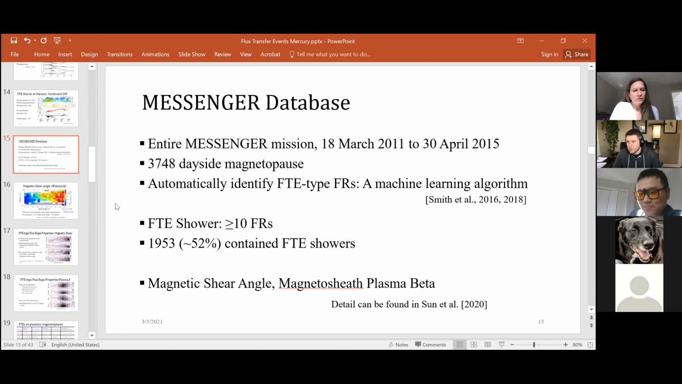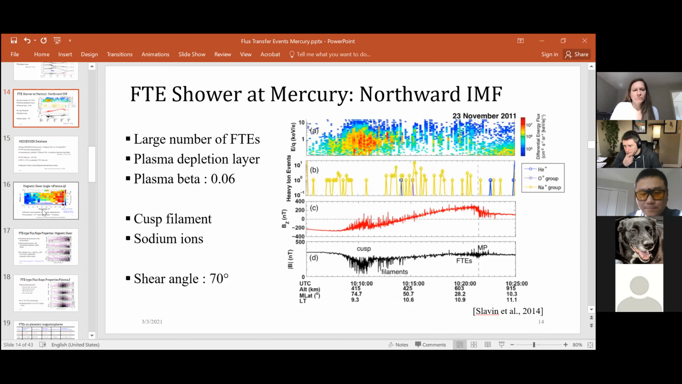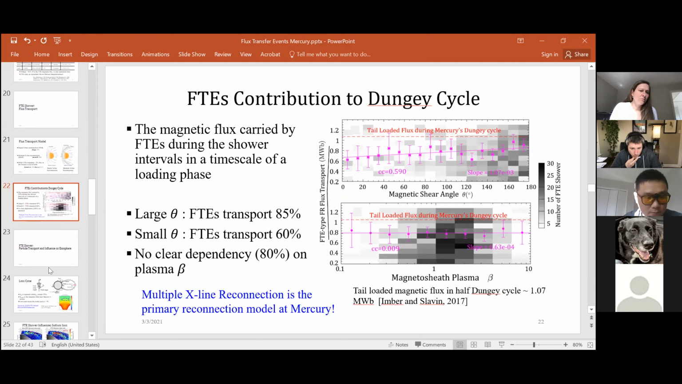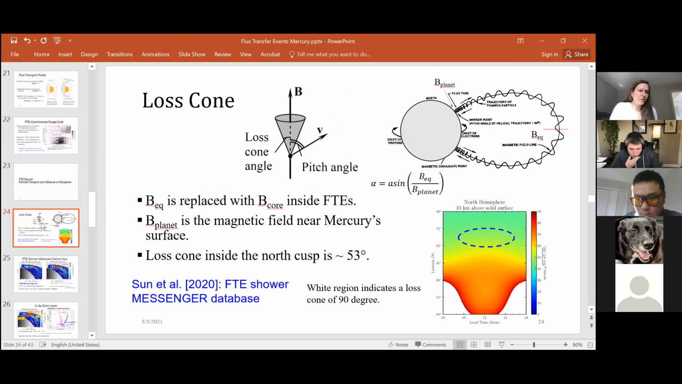And just one other quick question, I think it was on slide 24, if you could jump to that. This one? 24, not 14. Yeah, 24. Yeah, the loss cone one. Okay, yeah.